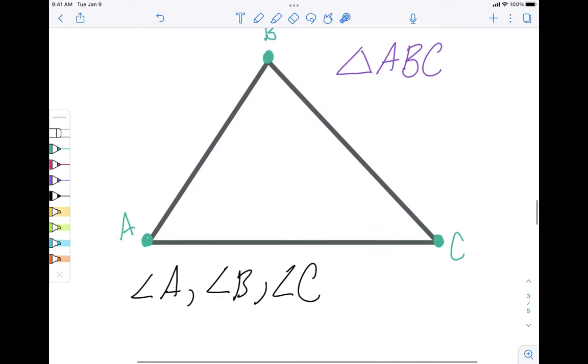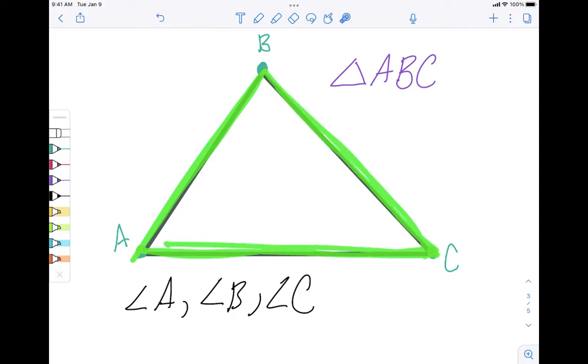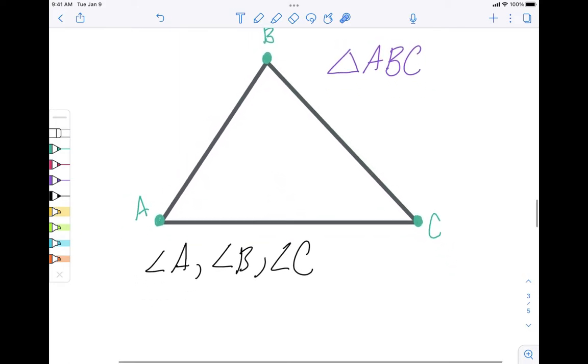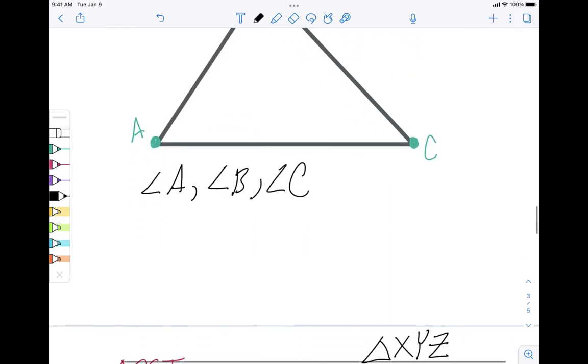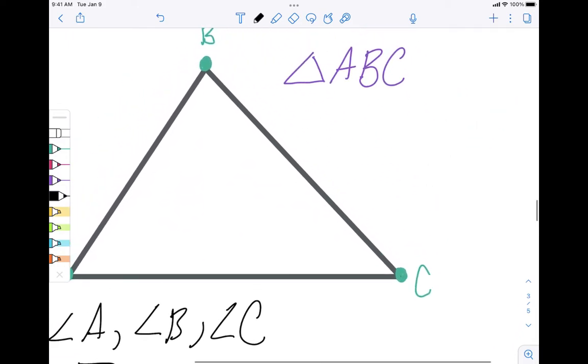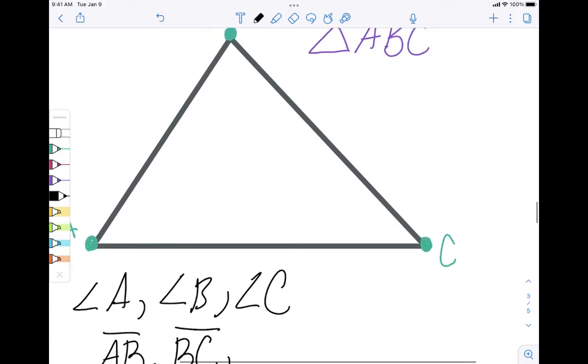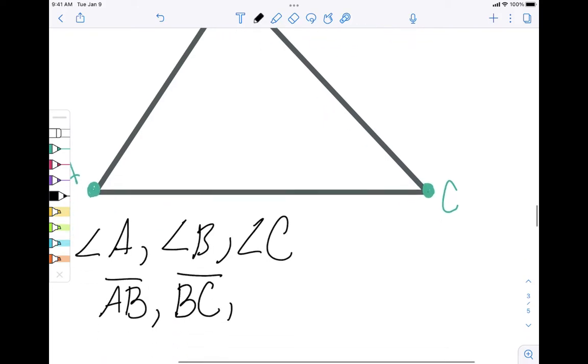But if you notice, the triangle is made up of sides as well. From A to B is one side, from B to C is another side, and from C to A is our third side. Three angles, three sides. So let us identify our sides. From A to B is one side, so we say side AB, and we do that by writing AB with a line over it. That means side AB. Our second side goes from B to C, so we say side BC. And the third side goes from C to A, so we say side CA.